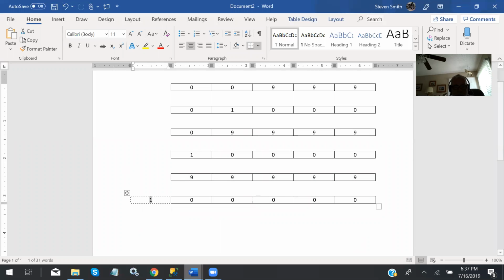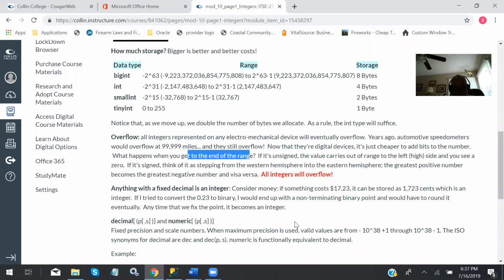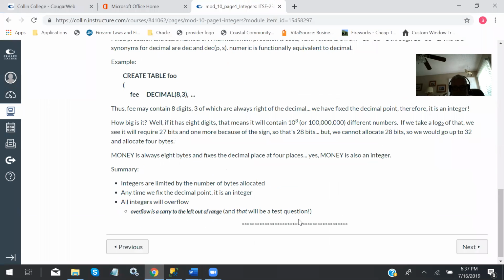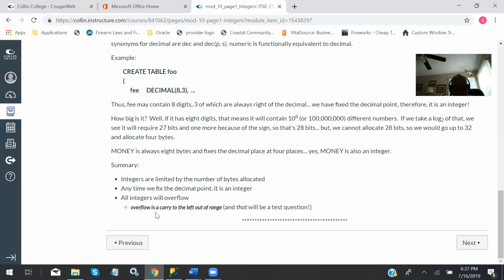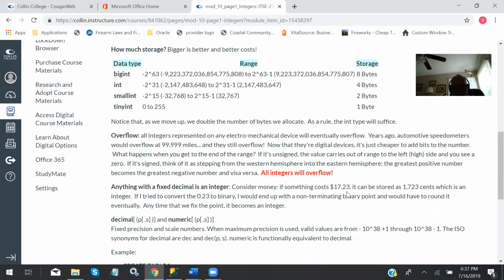So what is overflow? There's a test question somewhere. Yes, there's a test question. Overflow is a carry to the left out of range, and overflow is an error on the high side. Overflow is usually a big error because the difference between 100,000 and 0 is quite large.